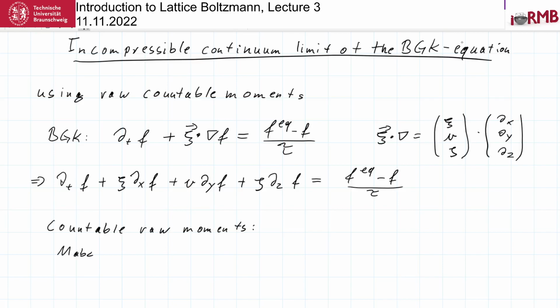Sorry for this disturbance. This is M_abc, defined as the integral from minus infinity to infinity of f times xi to the power of a, epsilon to the power of b, and theta to the power of c, integrated in three-dimensional velocity space. So this is a moment of the distribution function f.